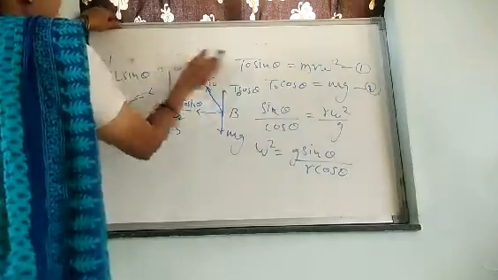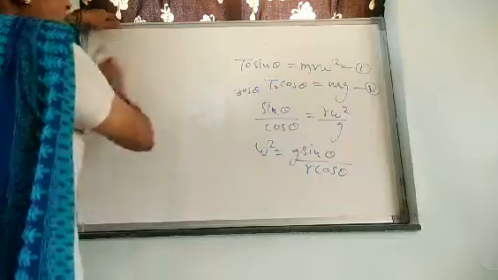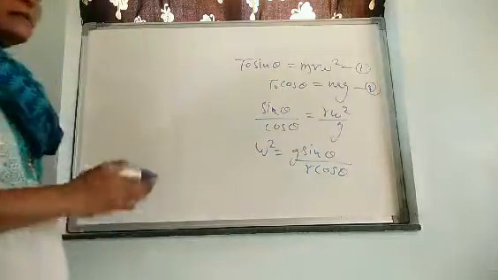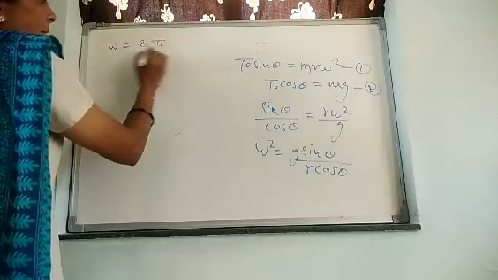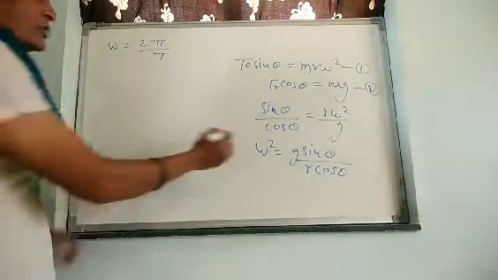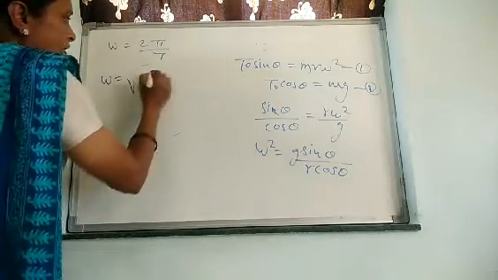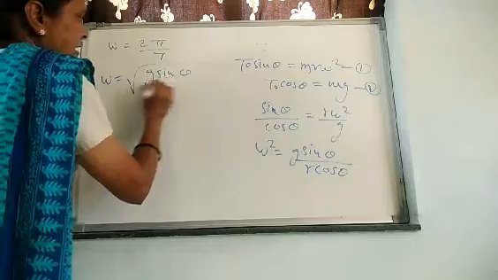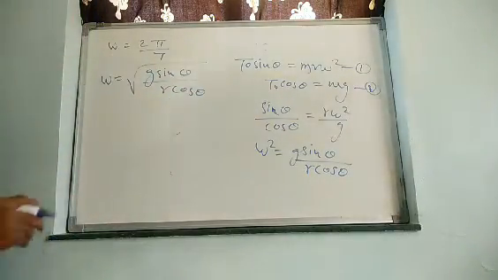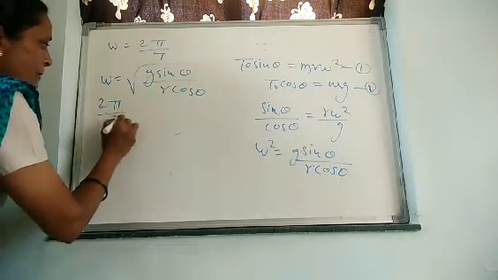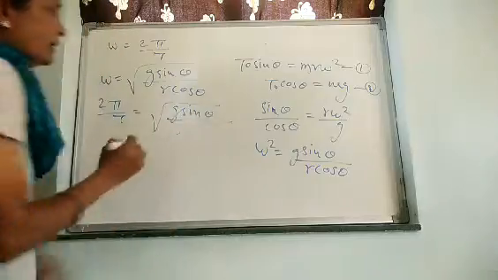We want to find out an expression for the period of the conical pendulum. For that purpose, you know the relationship between angular velocity and period: omega is equal to 2 pi by T. As omega square is equal to g sin theta upon r cos theta, omega is equal to under root g sin theta upon r cos theta. As omega is equal to 2 pi by T, that means 2 pi by T is equal to under root g sin theta upon r cos theta.